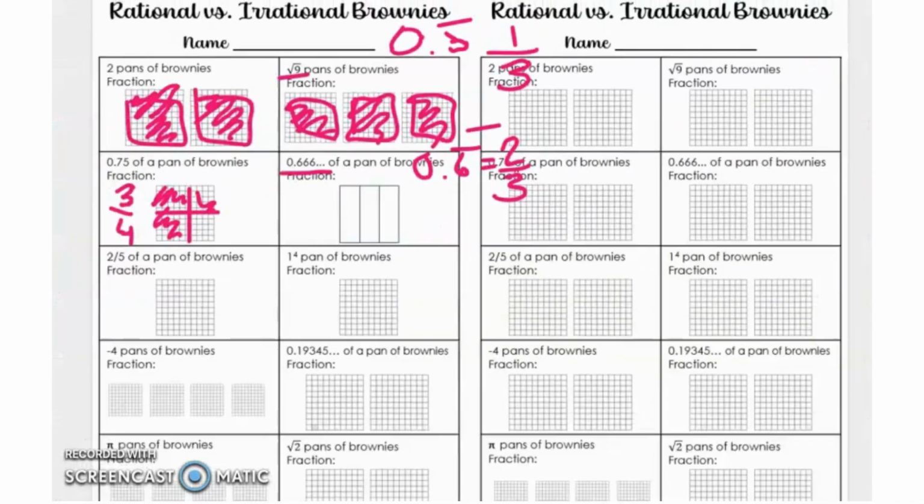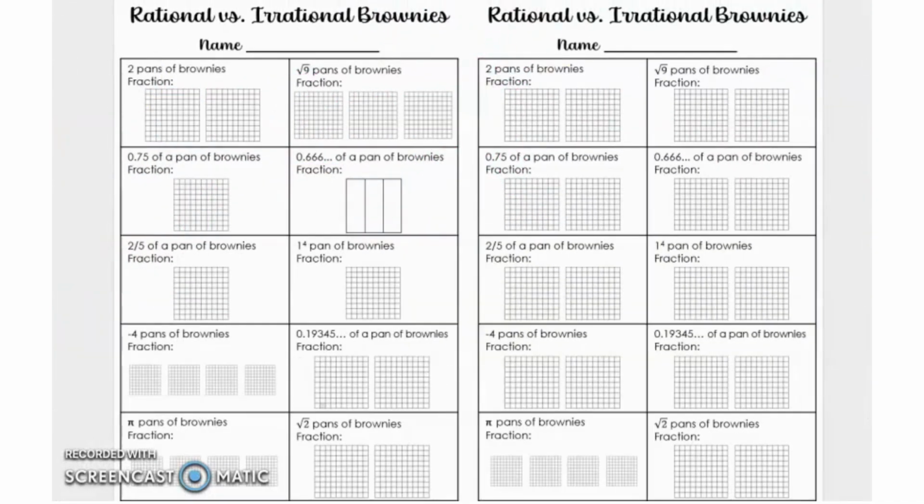I don't know why that zooms in, but if I get rid of all my scribbles, it gets fixed. So I can shade in 2 of those 3 parts of the brownies. So that was easy.